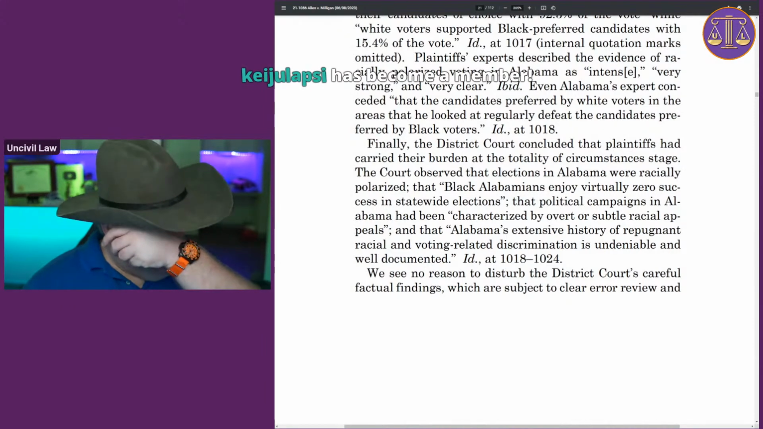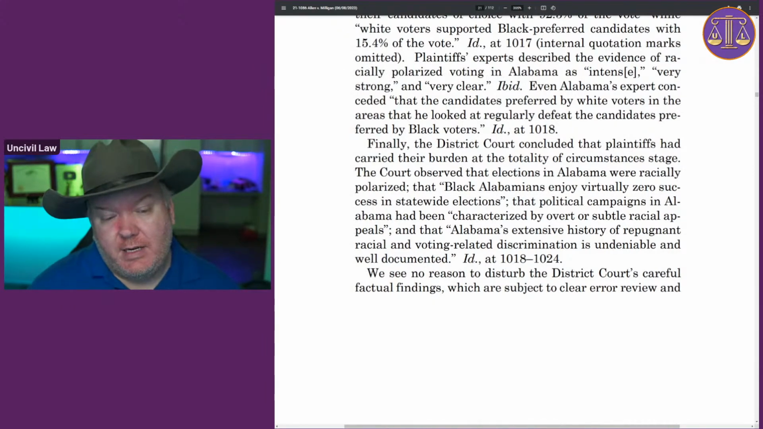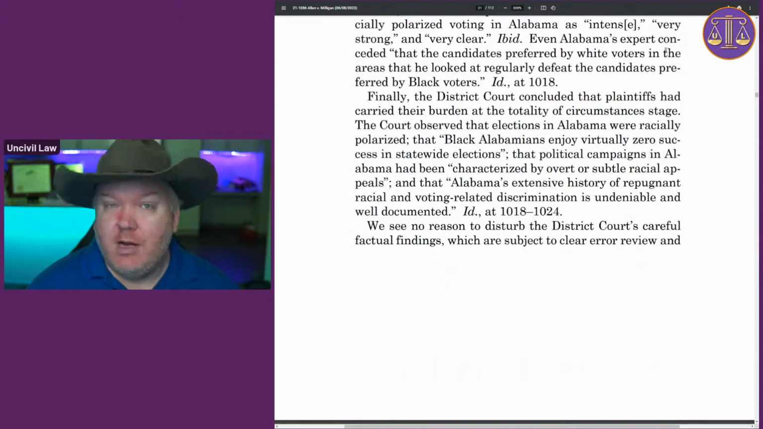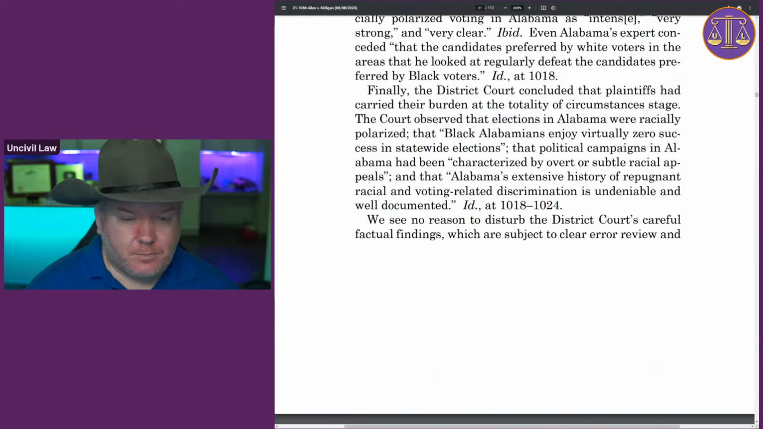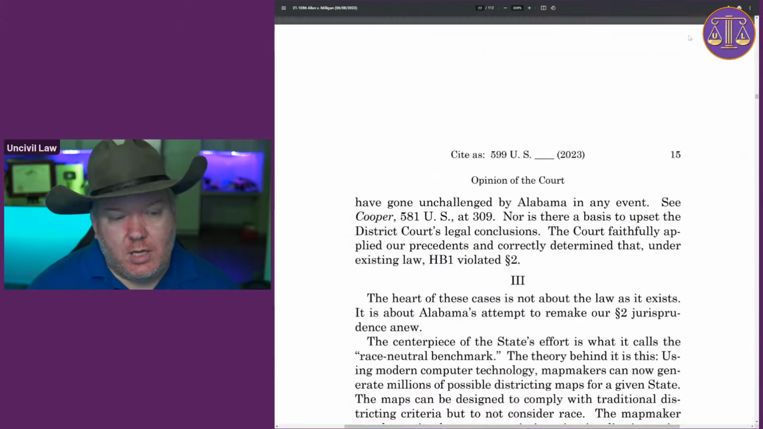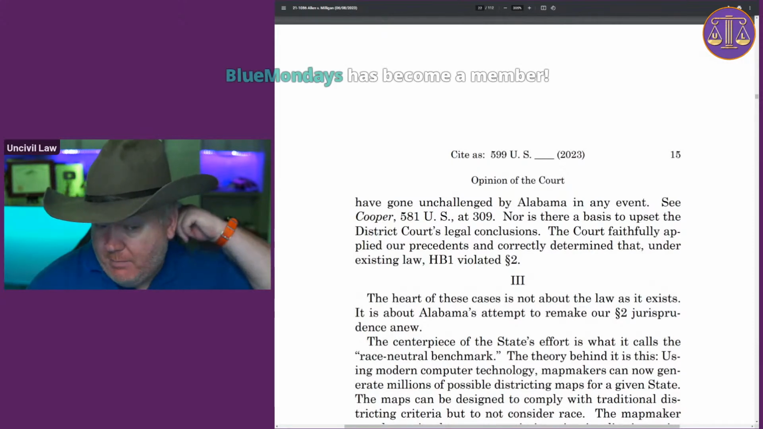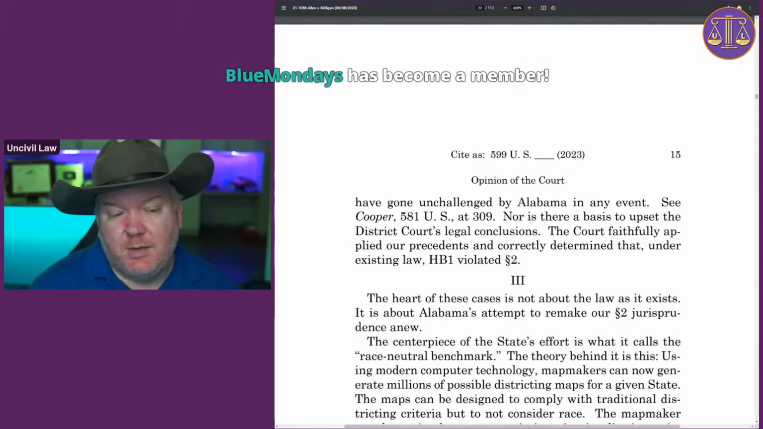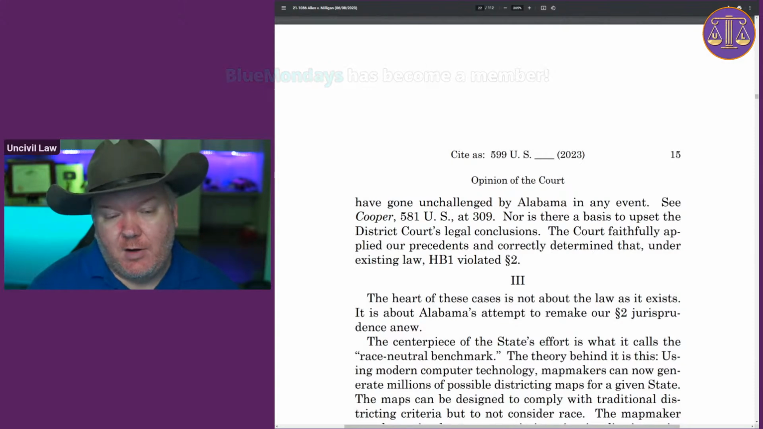We see no reason to disturb the district court's careful factual findings, which are subject to clear error review as to facts. Nor is there any basis to upset the district court's legal conclusions. The court faithfully applied our law and precedent and correctly determined that the plan violates the law.